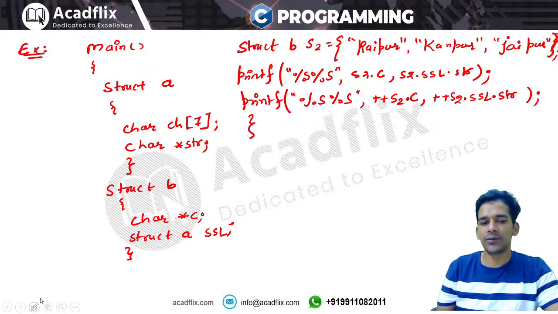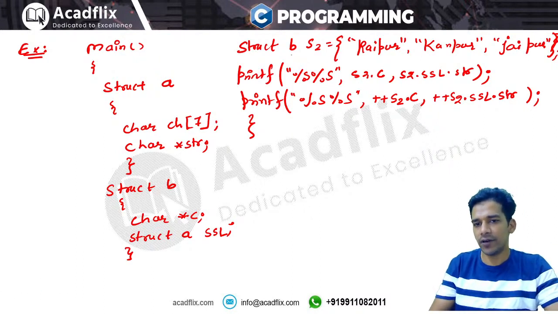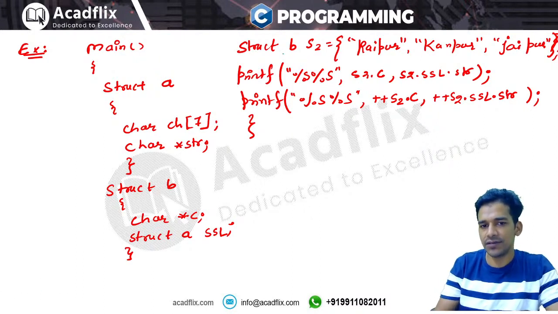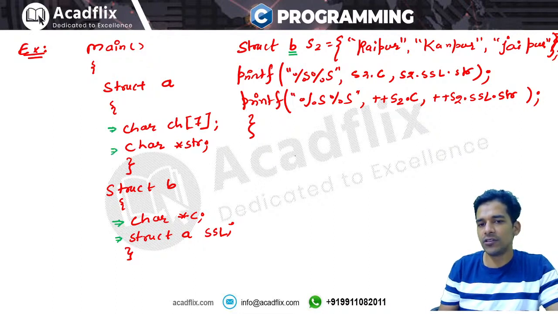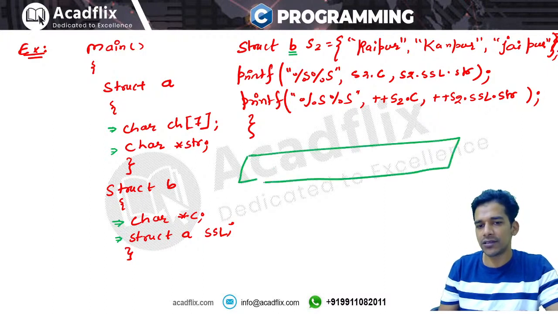What will be the output of this program? We have to see this. So how we are initializing this structure is, we have a structure B. In the structure B we have two members. First member is a character type pointer, and second member is a structure, that is A. A also has two members, that is a character type array and then a character type pointer. So the values will be initialized like this, and structure B will look something like this.